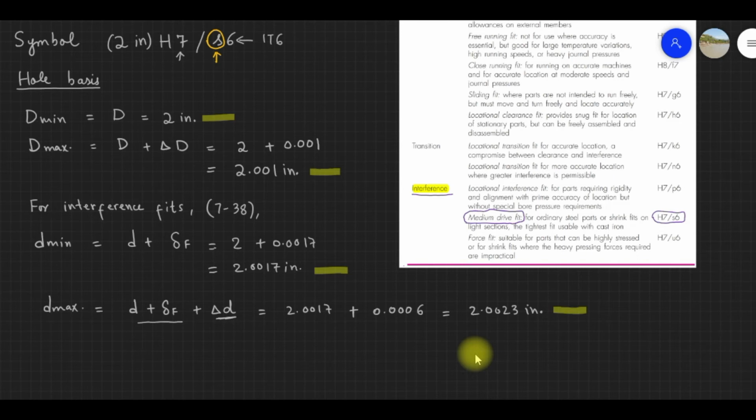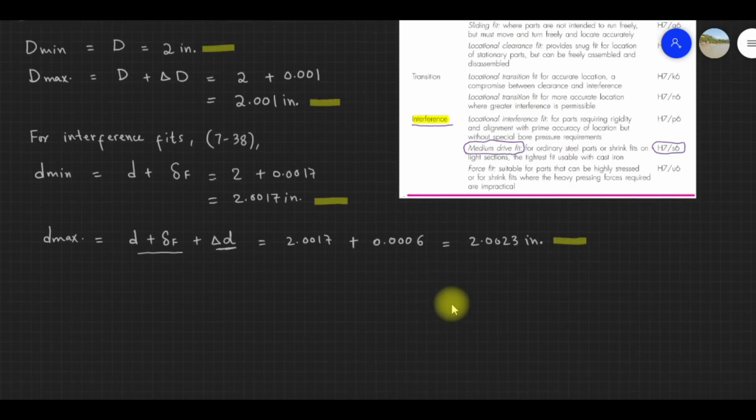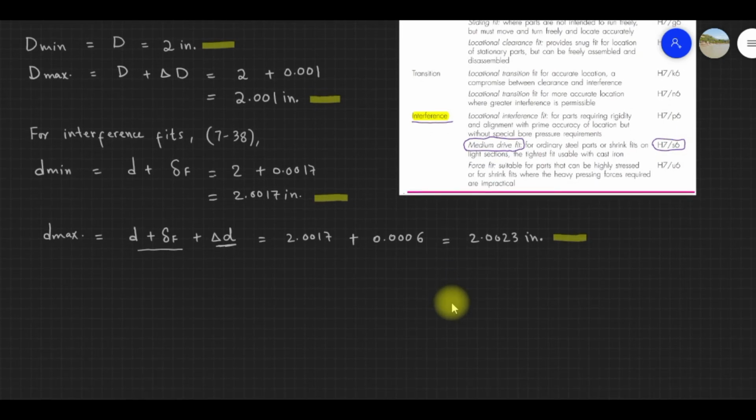Now just for the sake of your own learning, we should verify that it is actually an interference fit. In case of an interference fit, we actually have the shaft larger than the hole. The size of the shaft should be larger than the hole, and in this case we find out the values of minimum and maximum interference.